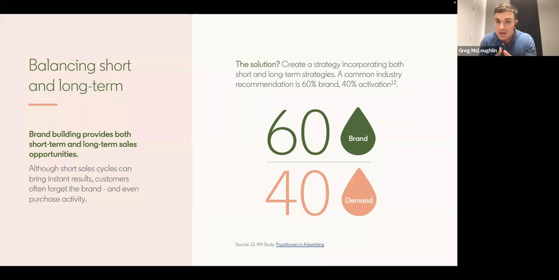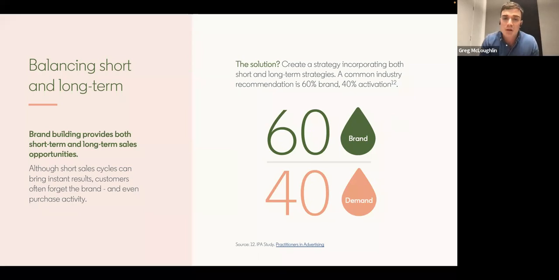So here at LinkedIn, we advocate for a balanced approach between brand and demand. And how that looks is typically a 60-40 split. 60% of your budget goes towards brand and 40% of your budget goes towards demand. Honestly, my most successful clients are doing this, and I'll tell you what makes it so successful.